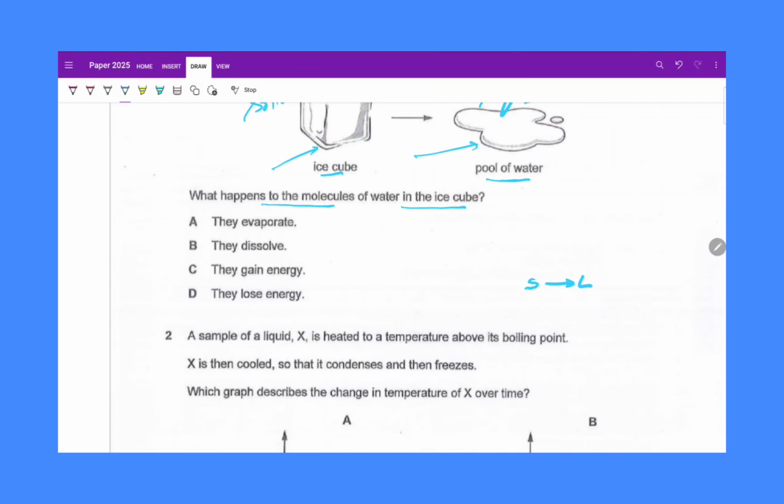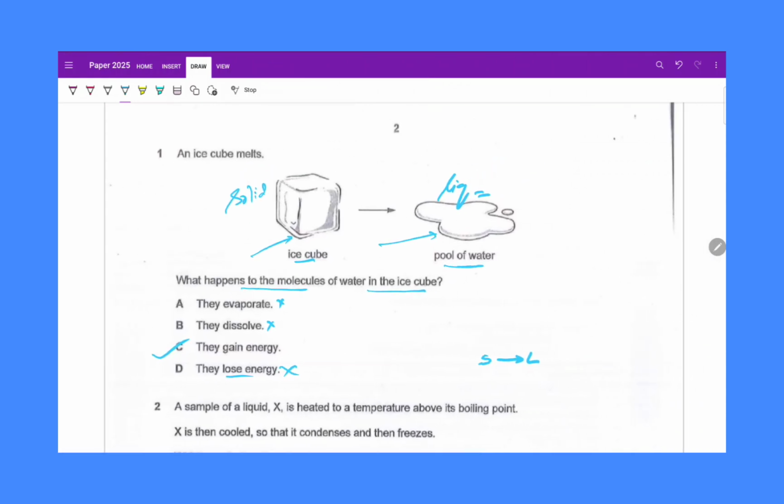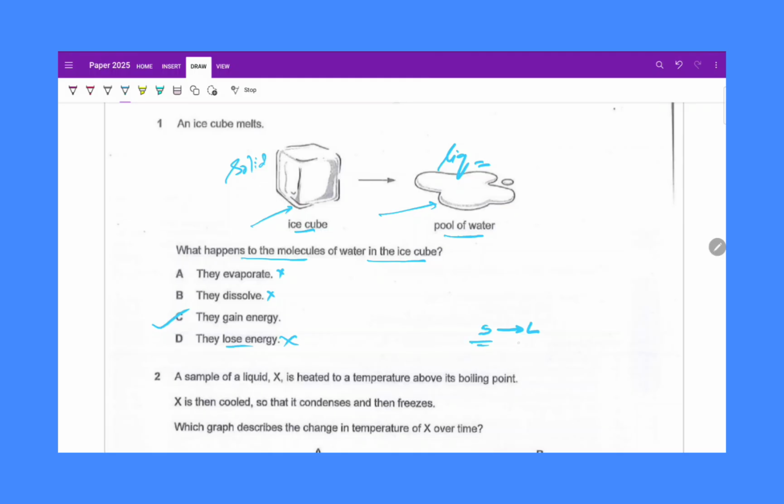Okay, so option A is they evaporate. No, it's wrong. They dissolve. Wrong. They gain energy. Yes, it is correct. They lose energy. Wrong. It means the answer for question 1 is C. The molecules are gaining energy. Thus they are changing state from solid to liquid.